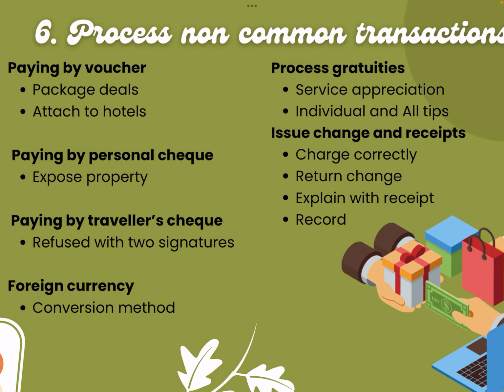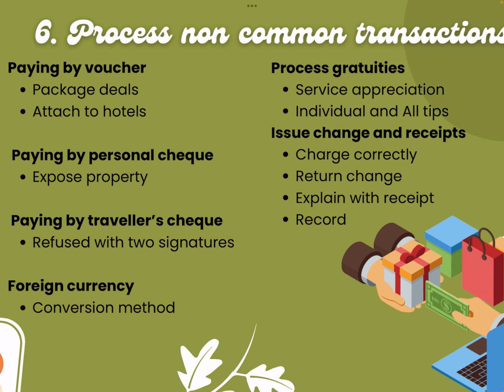Next, the process of gratuities, service appreciation, individual, and all tips. So gratuity is an extra or automatic tip. This is what we call the automatic tipping that goes to the different employees of the restaurant. That can go to the waiters, the dishwashers, and the kitchen staff. So that is the gratuities. Normally, it's already included when the guest has billed out.